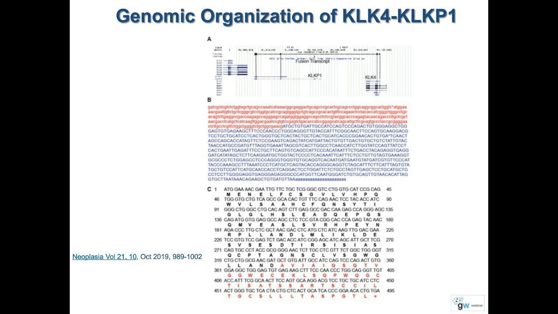And the ATG to the stop codon is the coding region that is translated into protein, which is about 165 amino acids. The amino acids in black are from KLK4, and the amino acids shown in red are coming from the pseudogene, which constitute this fusion protein between KLK4 and KLKP1.